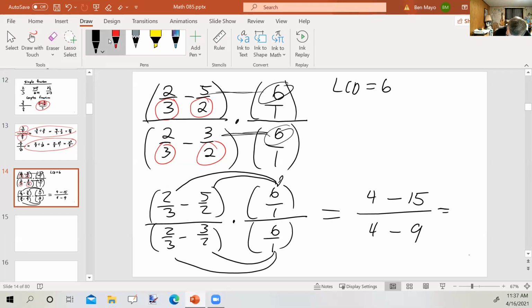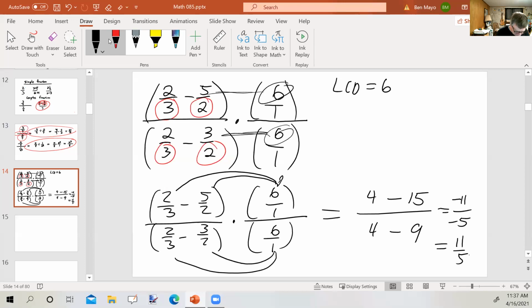Okay, and then this would be equal to what? Negative 11 over negative 5, which could be simplified down to 11/5. So we changed it to a simple fraction and reduced it down. Well, in this case, we just got rid of the double negative signs. All right.